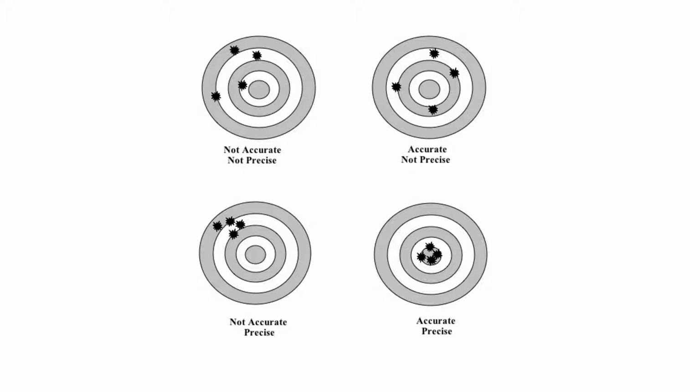Lower left, I'm not very accurate, but I am precise. The average is nowhere close to the center, but the grouping is really good, so we'd say that's a precise measurement. And then finally, the lower right, it looks like I have something that's both accurate and precise. My grouping is really close together, and the average seems to be right on the bullseye.